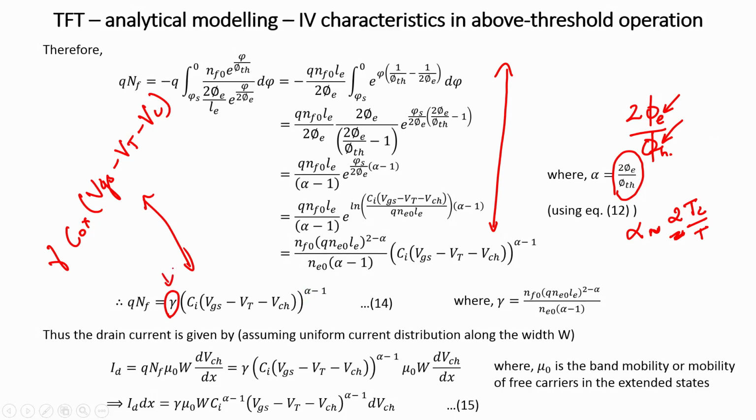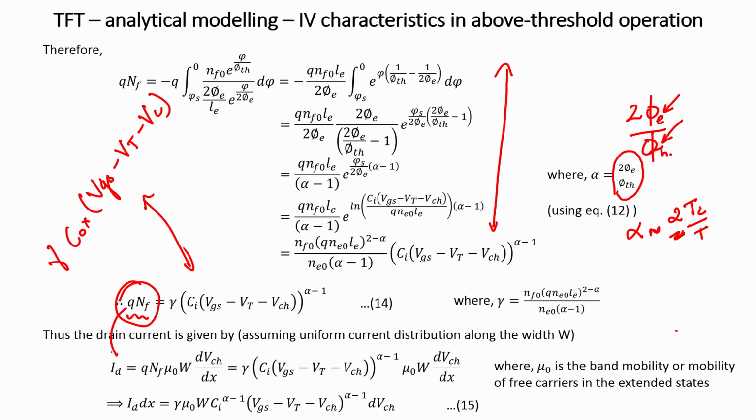And what is gamma? Gamma is defined by this particular term. The key point here is that gamma defines the number of carriers in the free states divided by the total effective number of carriers, which in some sense includes the carriers in the trap states plus the carriers in the free states. Therefore, gamma is an indicator of this ratio of the free state carrier concentration to the total carrier concentration.